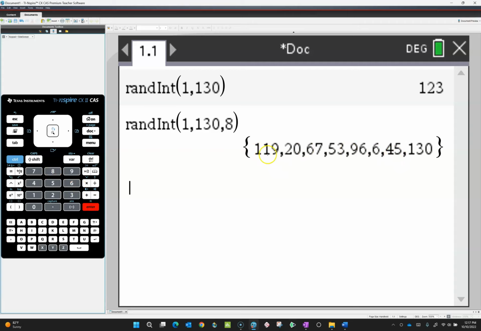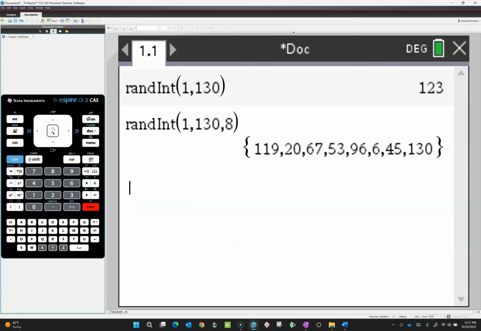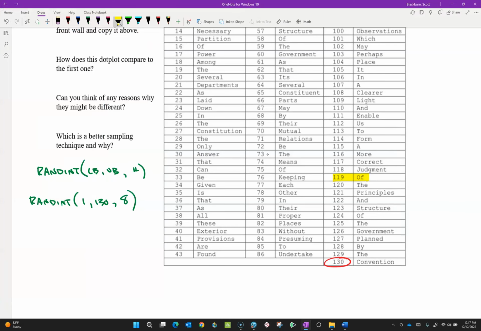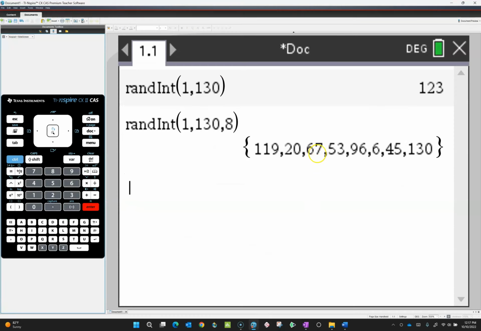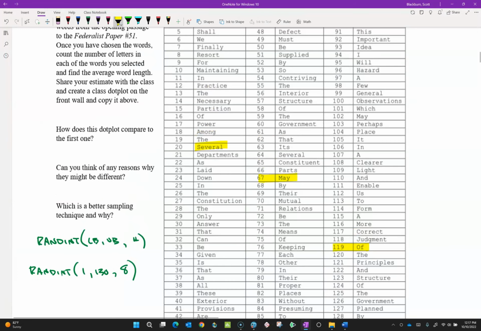So my first one is 119, so I'm going to circle 119. My second one is 20 and then 67, and then 53 and 96. So now I have a sample of words that was truly randomly generated.